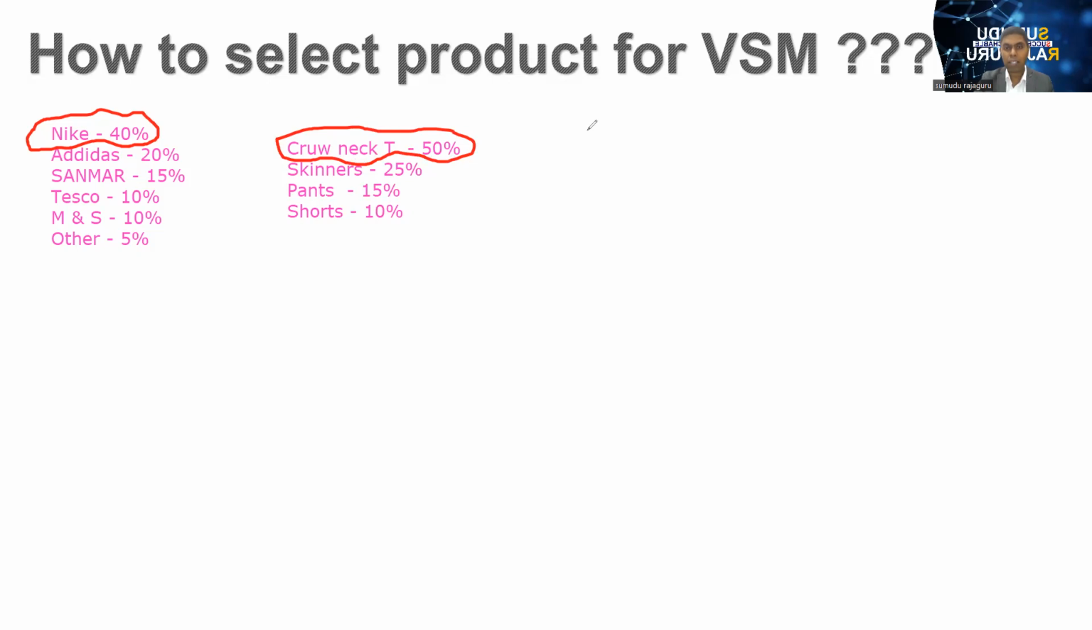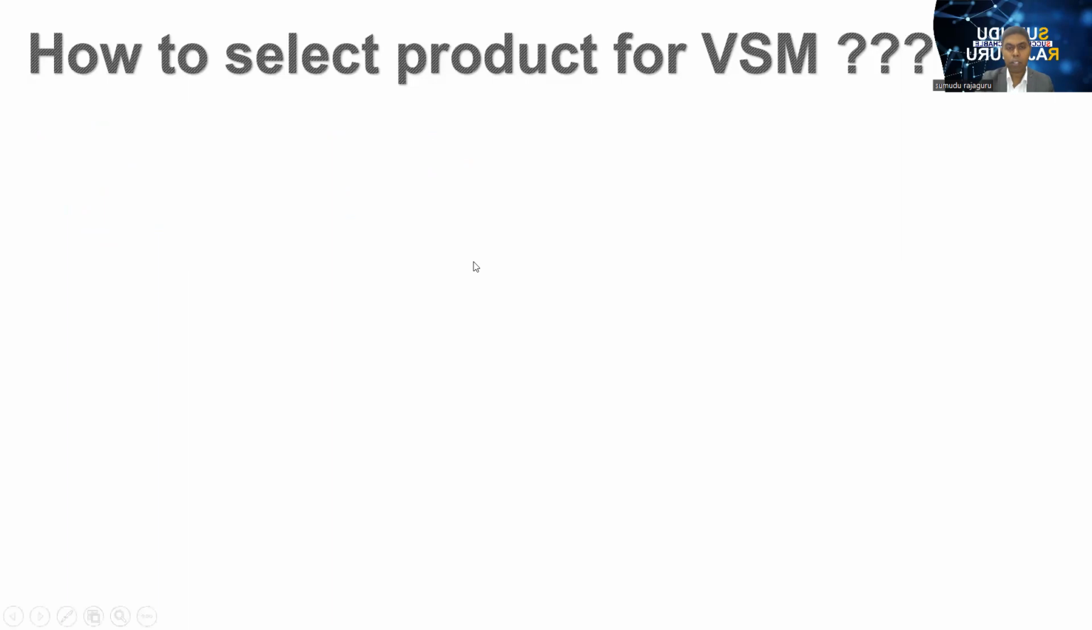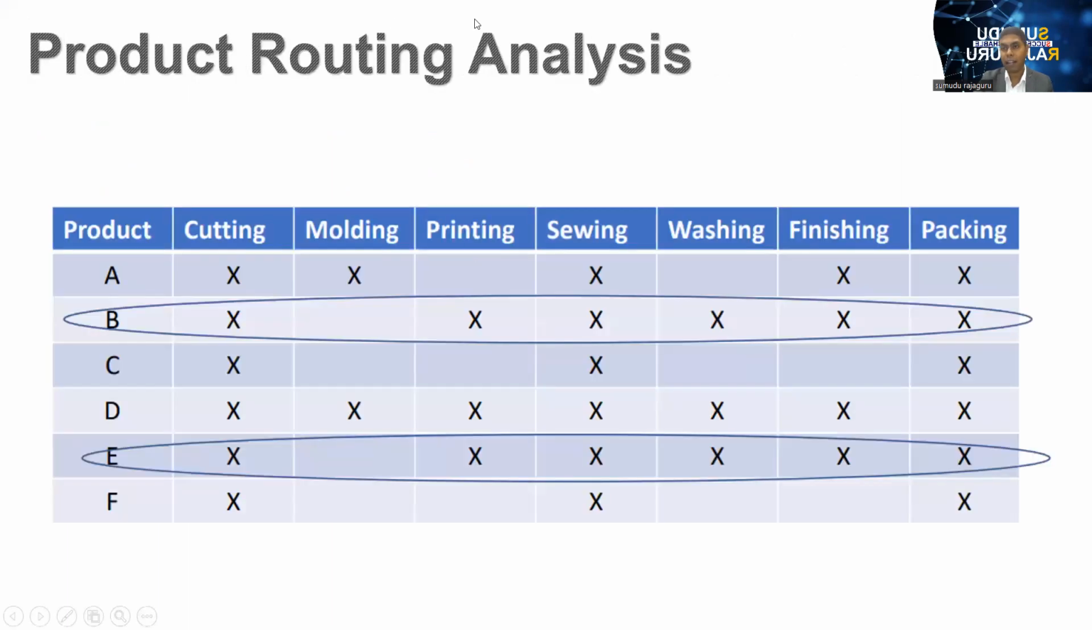Other than that product selection, we have to think about this also. This is called product routine analysis. As we discussed, we are selecting Nike based on the customer capacity. Then based on the product range, we selected crew neck because we are catering 50% for the crew neck. Then we have to think about the product routine analysis. As an example, product B is going through cutting, printing, sewing, washing, finishing, packing.